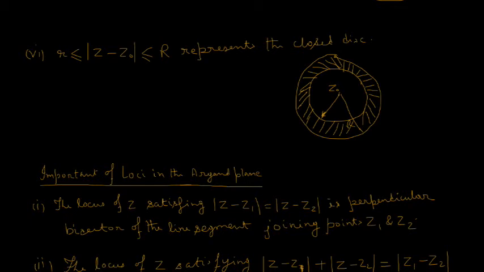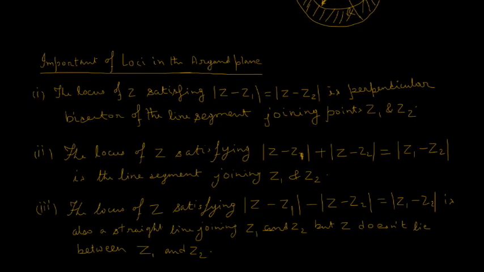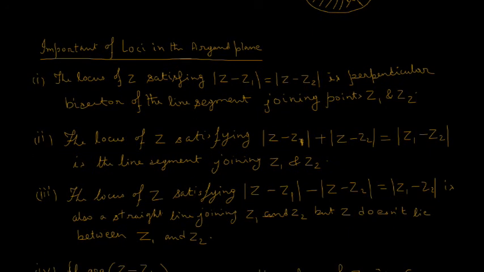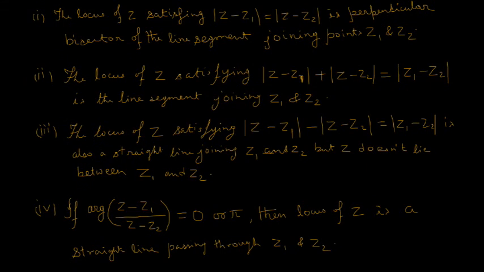Now let us study important loci in the Argand plane. The locus of z satisfying modulus of z − z1 is equal to modulus of z − z2 is the perpendicular bisector of the line segment joining points z1 and z2. Point number 2, the locus of z satisfying modulus of z − z1 plus modulus of z − z2 is equal to modulus of z1 − z2 is the line segment joining z1 and z2.